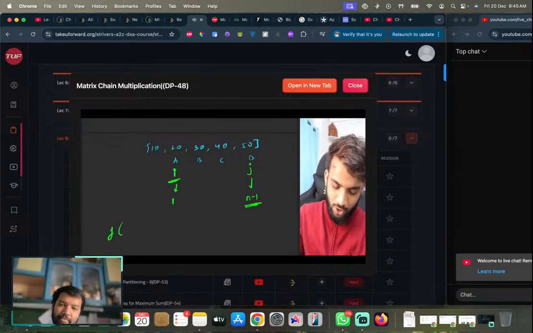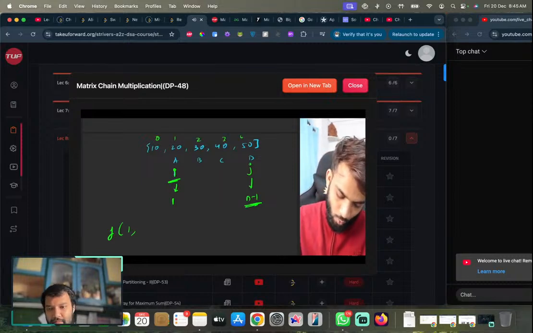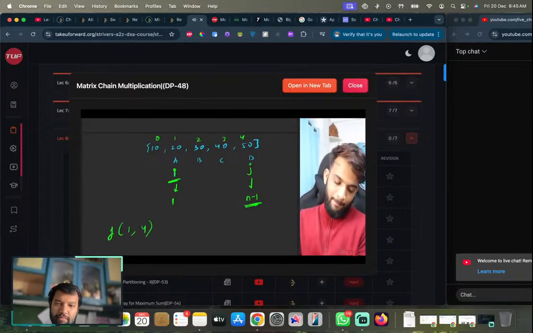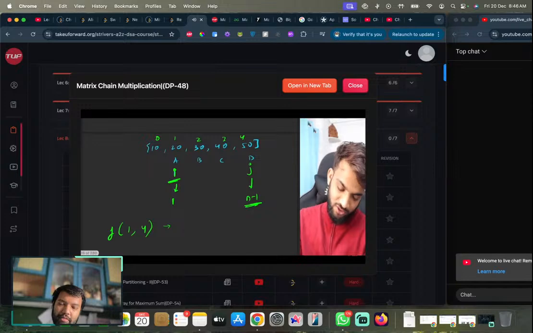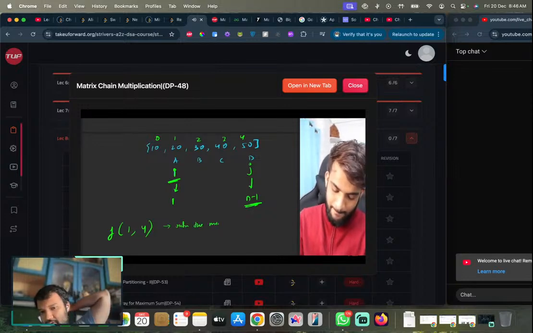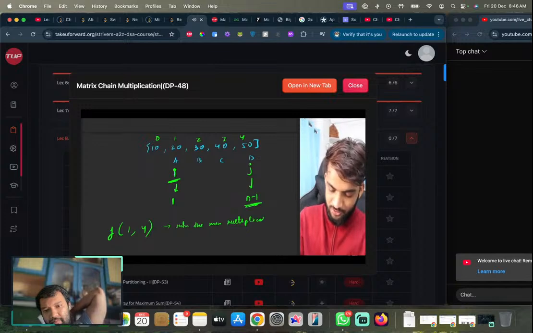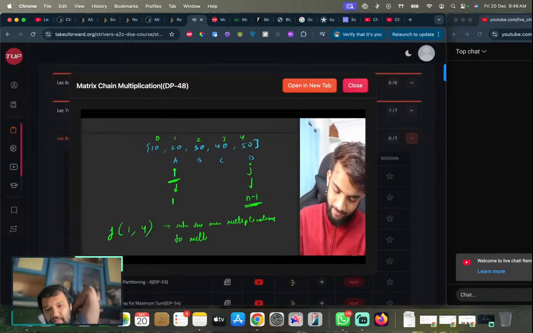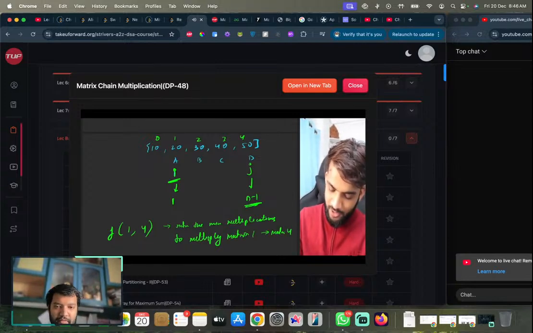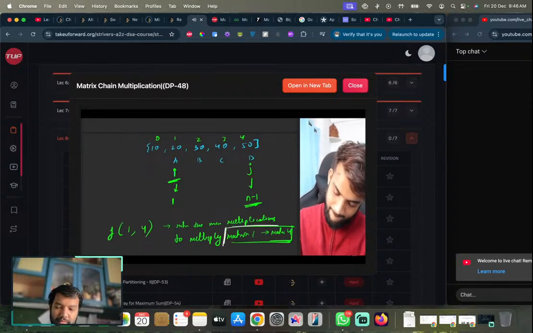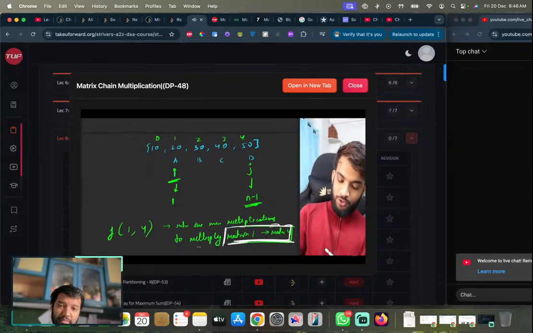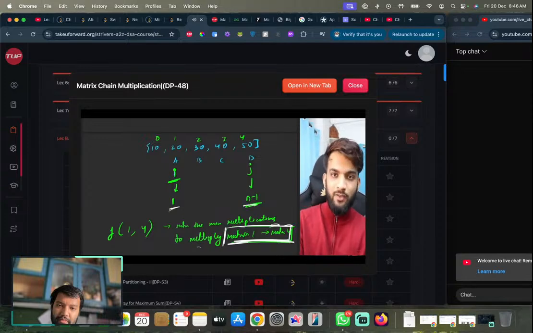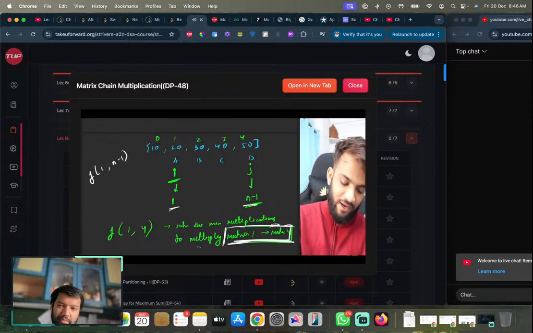Over here, can I say, please solve for 1, 2, 3, 4, that is f of 1 comma 4? Please solve the matrices 1 to 4, and return the minimum multiplications to multiply matrix 1 to matrix 4. Remember this. So we have got our start point, which is 1, and end point, which is n minus 1. Every time the problem will start with f of 1 comma n minus 1.